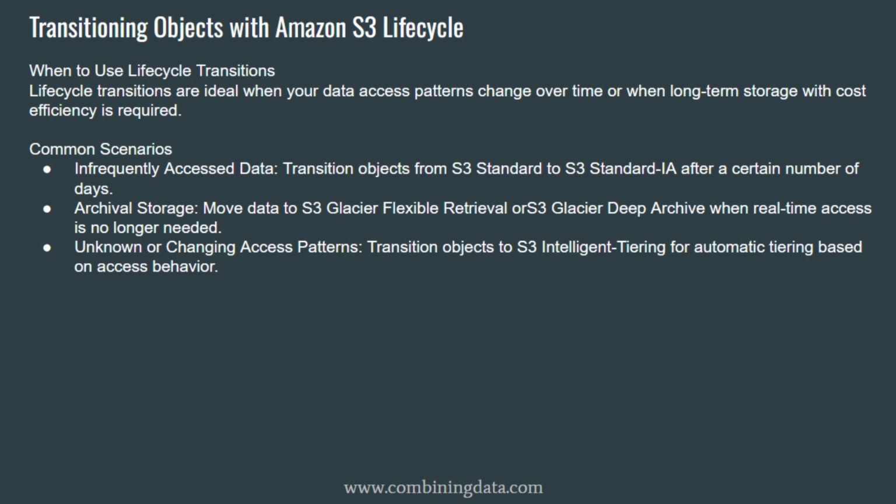If access patterns are unknown or unpredictable, such as in data lakes or analytics environments, S3 Intelligent-Tiering is often the best choice. Instead of defining fixed transitions, AWS monitors access patterns and automatically moves objects between tiers for you, without retrieval fees when data becomes active again.